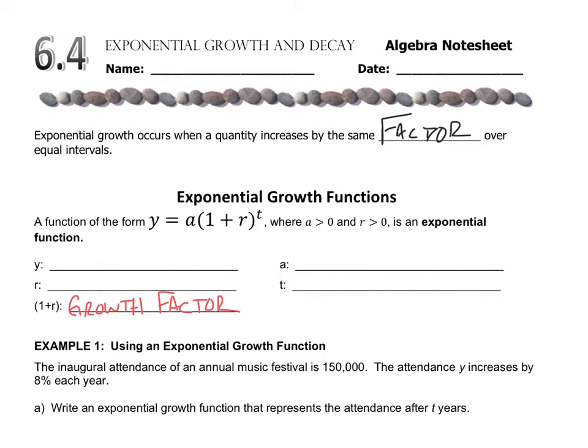These are both in decimal form, so the 1 represents the 100%, or our starting point, and then we are adding on some percent. So the r represents our rate, as a decimal. It is the amount that we are growing by.